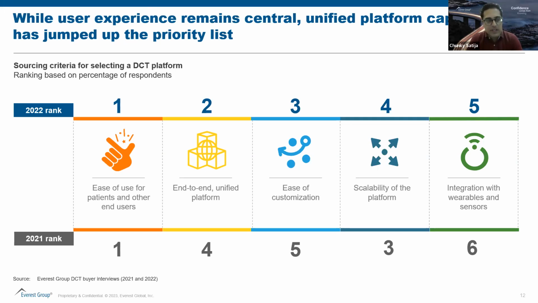There are some criteria which have become more important in 2022 compared to 2021. Integration with wearables and sensors has moved from rank 6 to rank 5. This just shows the importance of wearables and how they've already become an important part of a clinical trial. Moving forward, we expect more decentralized clinical trials to use wearables.